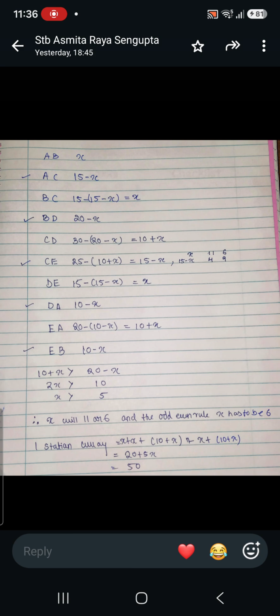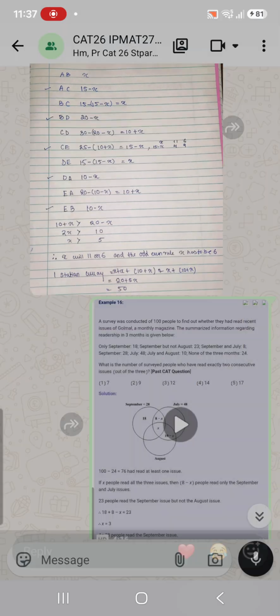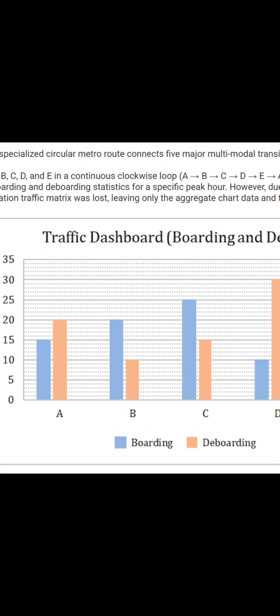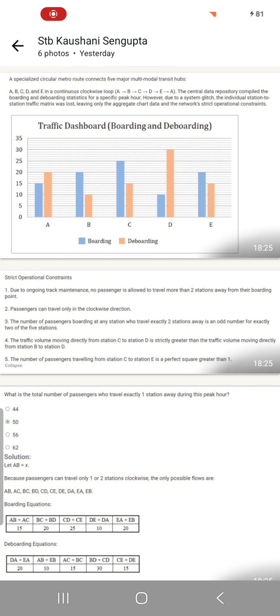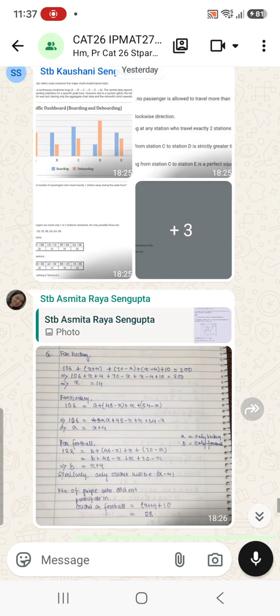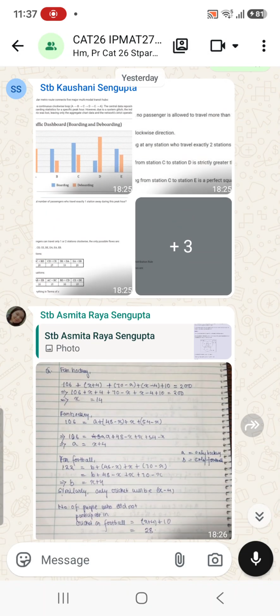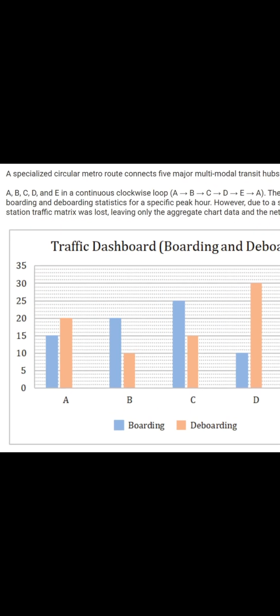Now if A to C is 15 minus X, we can see that the people deboarding at C is 15 here. Out of those 15 people, the number of passengers deboarding from A to C is 15 minus X, as we just found out. So from B to C will be 15 minus (15 minus X), or X. Now if from B to C there are X passengers, then the people who are boarding at B, that is 20 people. See here, people boarding at B are 20 people.